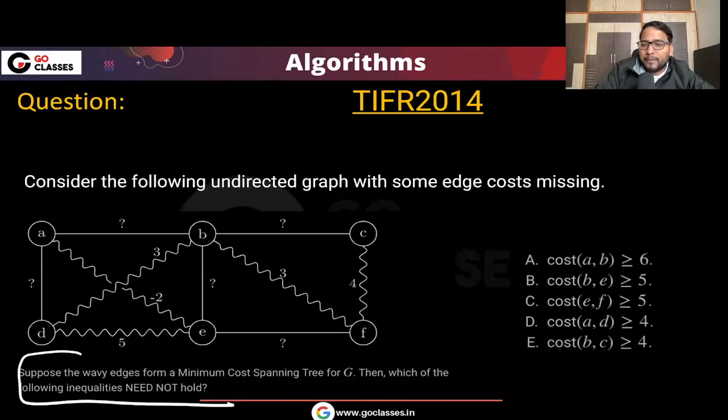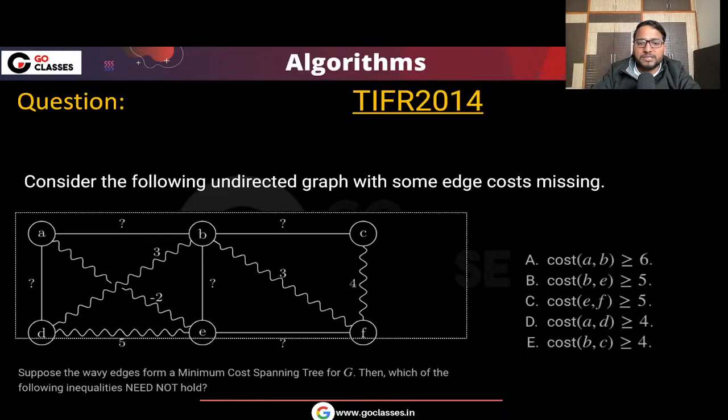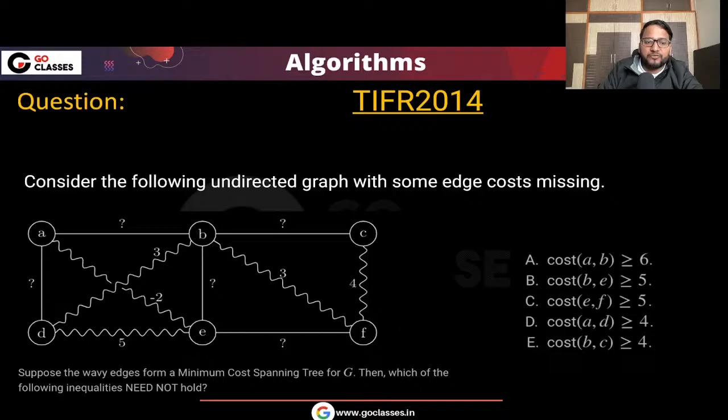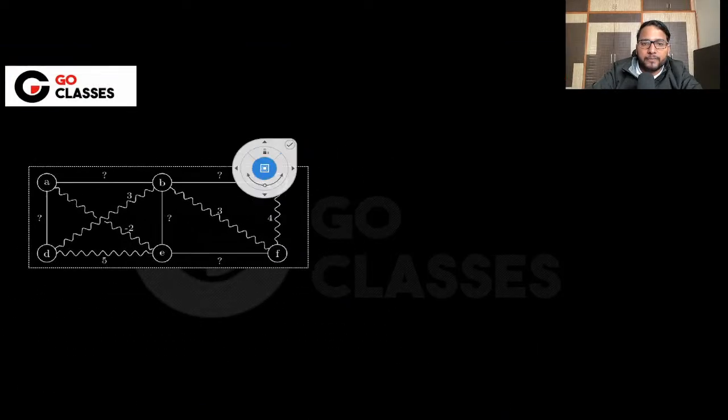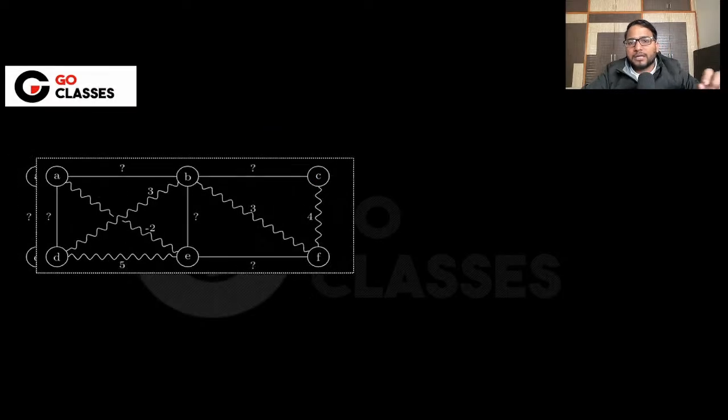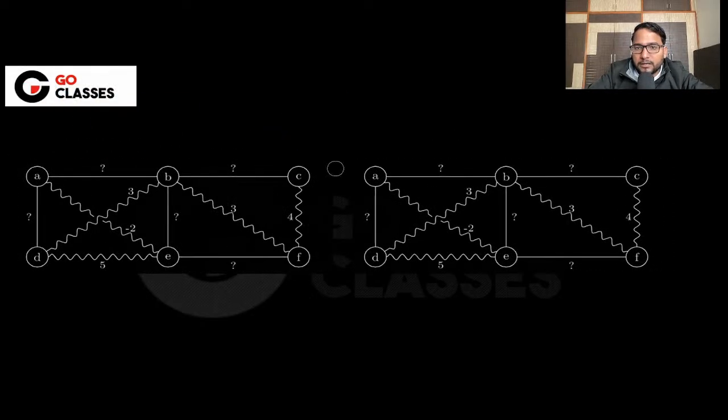So the MST is given to you. They are saying that the wavy edges form the MST. Which means if I actually draw the MST, then the MST will look like this. See here, you just remove all the question mark edges.